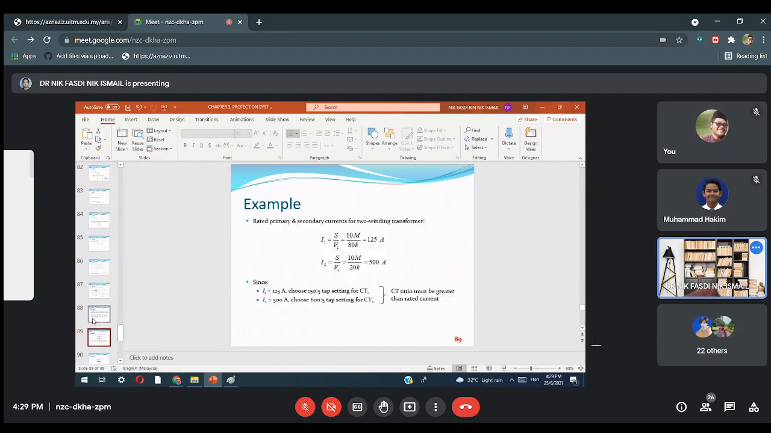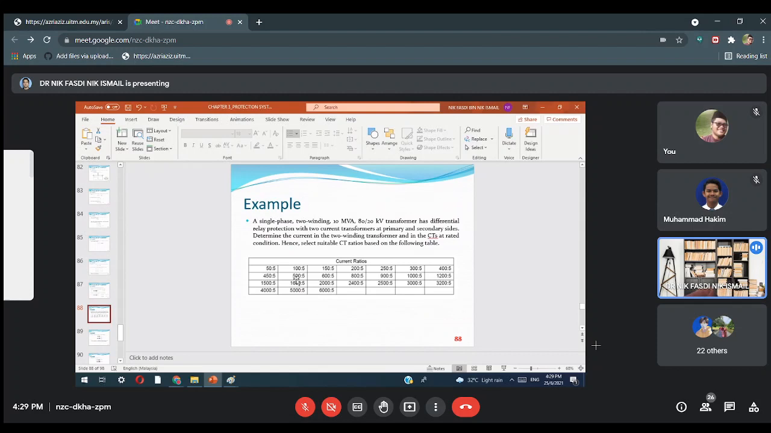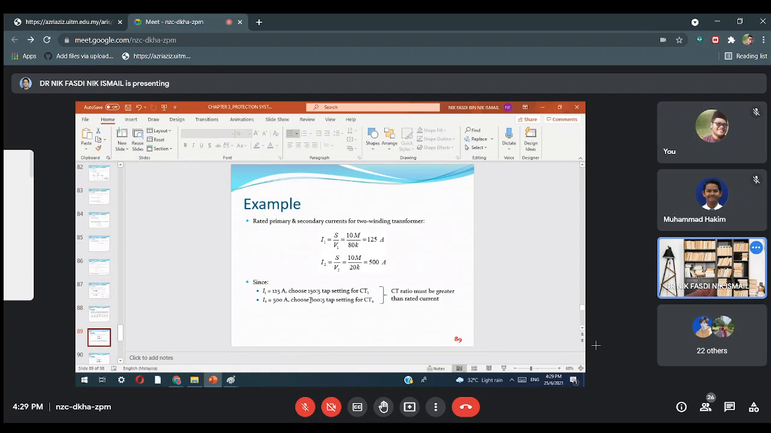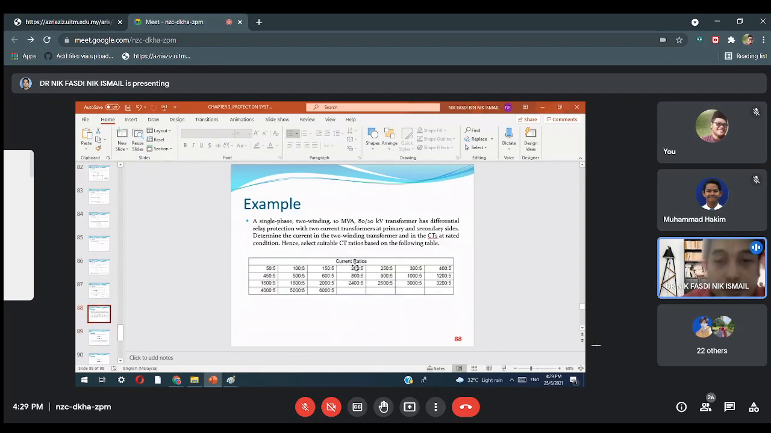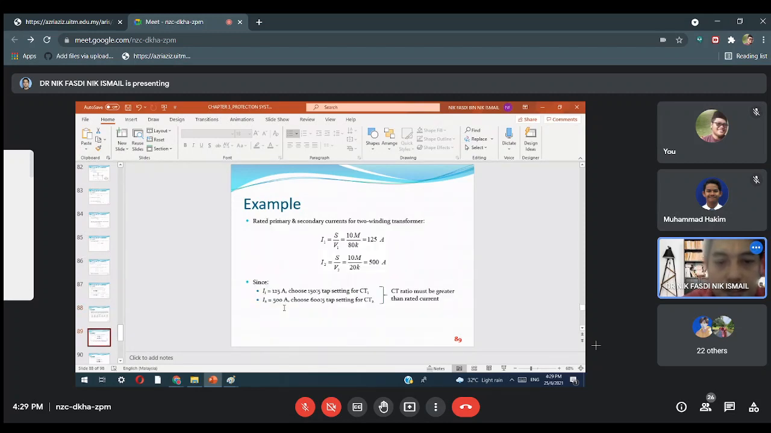Okay. Kalau you ambil 500, dia dah exactly same values, so tak sesuai. So we choose the higher one from 500, which is 605. So we choose 605 for the current ratio, CT ratio. Okay, right. So CT ratio is 605. So this is the solution lah. Okay.